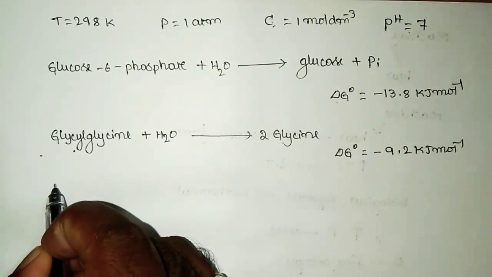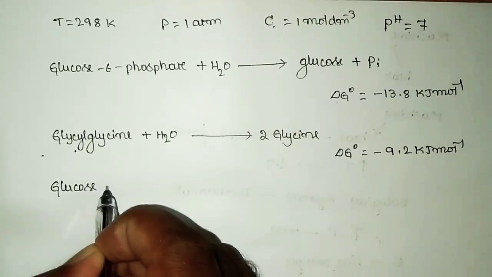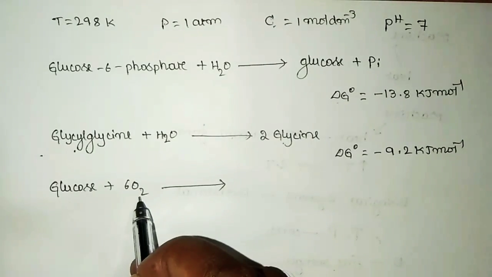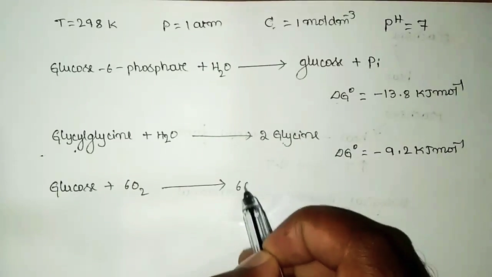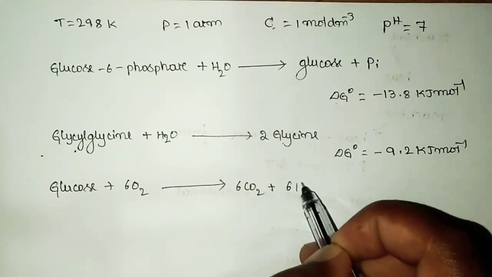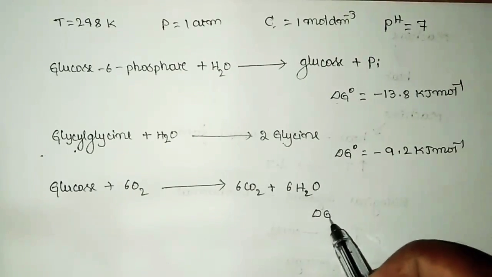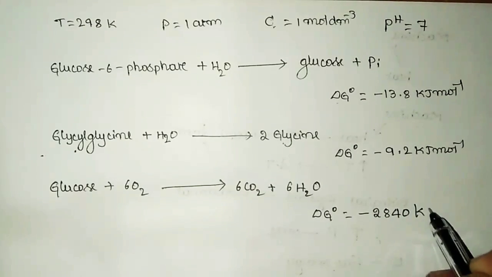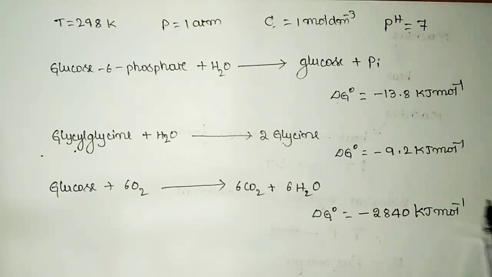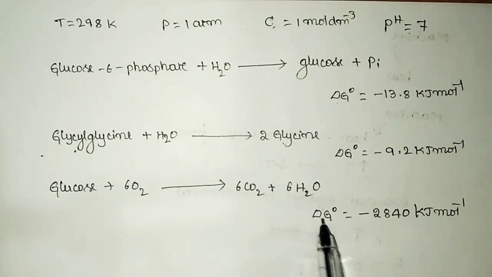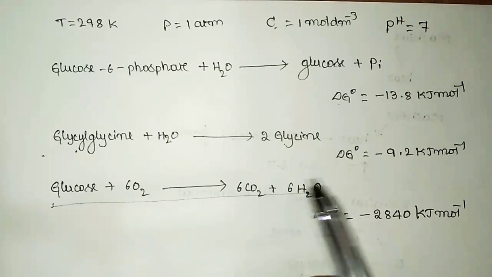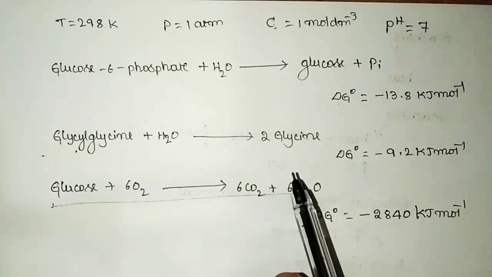And if you consider one of the most important reactions that occurs in biological systems, that is oxidation of glucose in respiration. When glucose reacts with oxygen, it is going to produce 6 moles of carbon dioxide and 6 moles of water. For this reaction, the value of delta G naught is equal to minus 2840 kilojoules per mole. So this has a very large negative delta G naught value, and for this reason, compared to these two, this is the most thermodynamically favorable reaction.